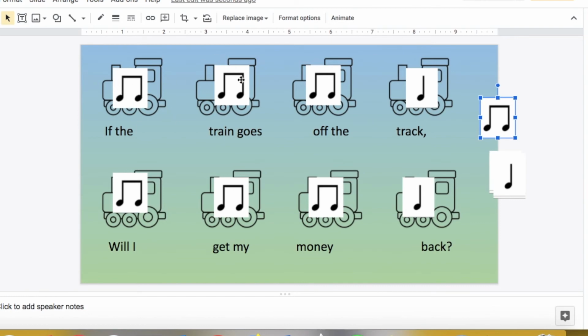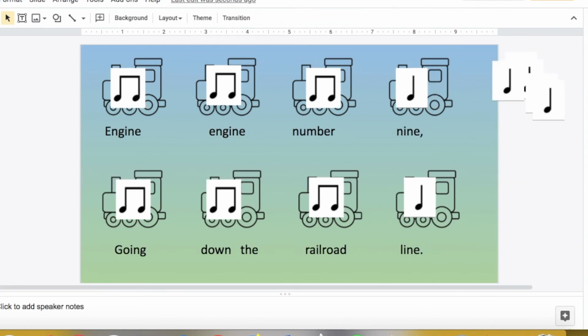TT, TT, TT, ta. TT, TT, TT, ta. Let's try the whole thing together. I'm going to say the rhythms while I click the steady beat. Here I go. Engine, engine, number 9, going down the railroad line. If the train goes off the track, will I get my money back?